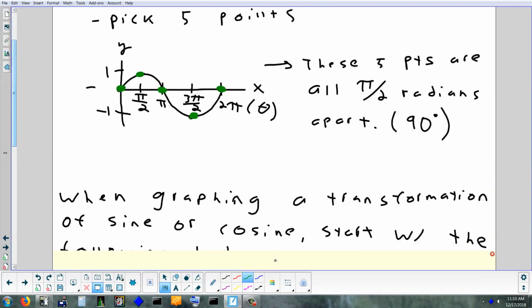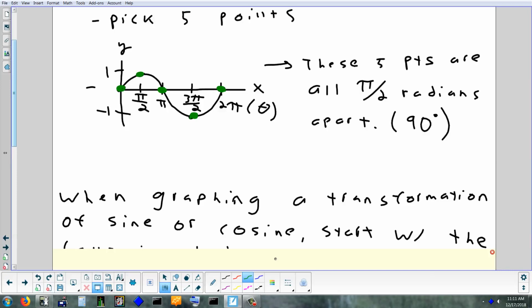So anytime that we graph a transformation, and the 4 transformations we're going to study are the same ones we've done all year. You can shift left and right. That's 1. You can shift up and down. That's 2. You can stretch left and right. That's 3. And you can stretch up and down. That's 4.